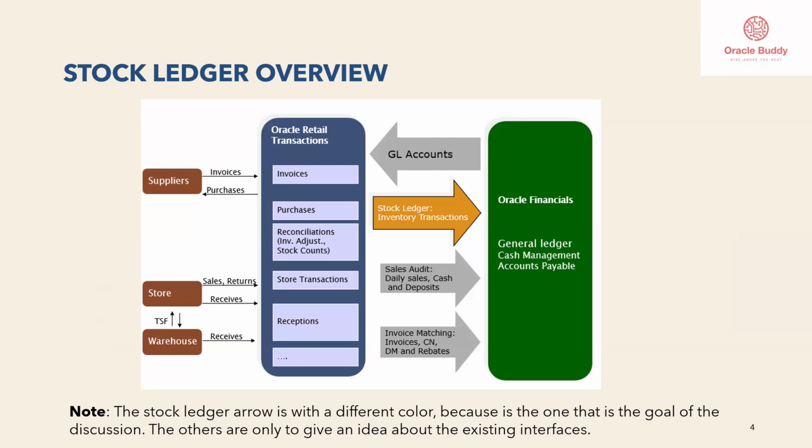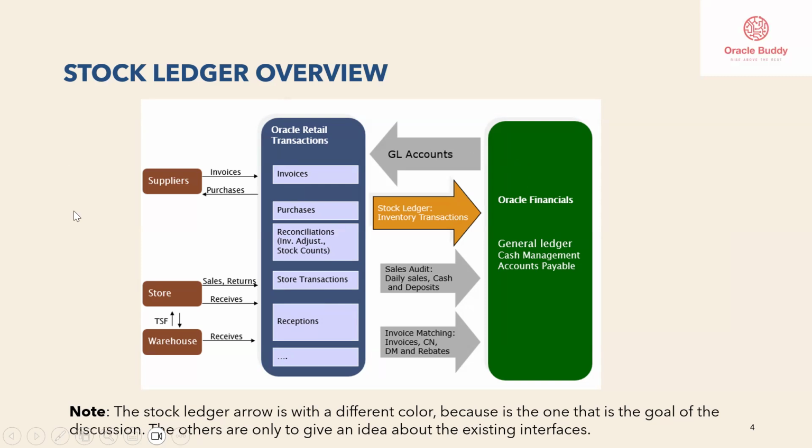So here is the stock ledger overview. The stock ledger arrow is in a different color because it is the focus of the discussion. The others are only given to provide an idea about the existing interfaces. If you see here, in the stock ledger we have invoices, purchase order, reconciliation, shipment, transactions and receipts. All this from MFCS goes to your Oracle Financials.